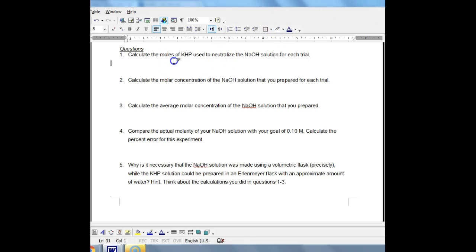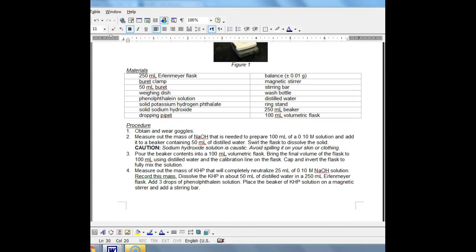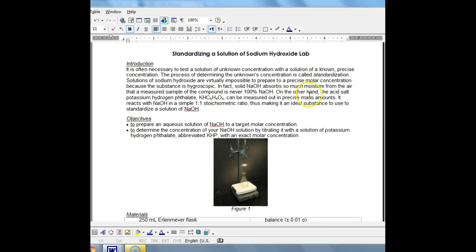The only thing we know about KHP before we finish with the lab are the grams of the KHP that you added to your Erlenmeyer flask and then dissolved. So you should figure out from the grams of the KHP approximately how many moles of KHP were used to neutralize your NaOH. As a friendly reminder, this was on the pre-lab, but just so that we make sure we all know that we've seen this again.